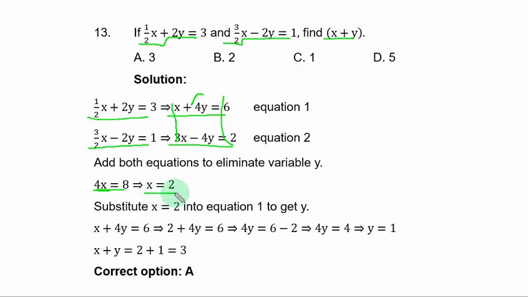To get y, you need to put s equal to 2 in any of the equations. I'm using equation 1. This is equation 1. You replace s with 2 in this form. Collect like terms. You have 4y equal to 6 minus 2. That is 4y equal to 4. Divide through by 4, y is equal to 1. Therefore, s plus y is simply 2 plus 1, and that is 3. A is the correct option.